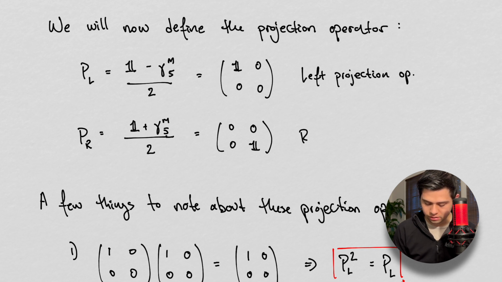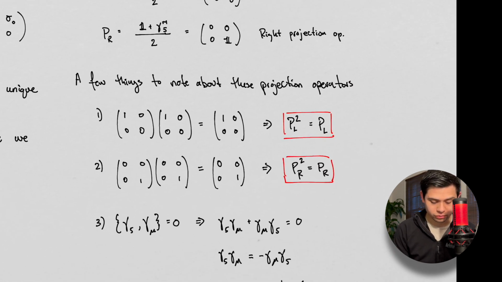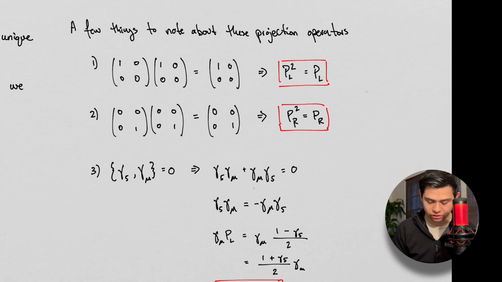This is the right projection operator. Okay, so a few things to note about these projection operators is that if we multiply them by each other, that gives us this property. So the square of the projection operator is the same as the projection operator.